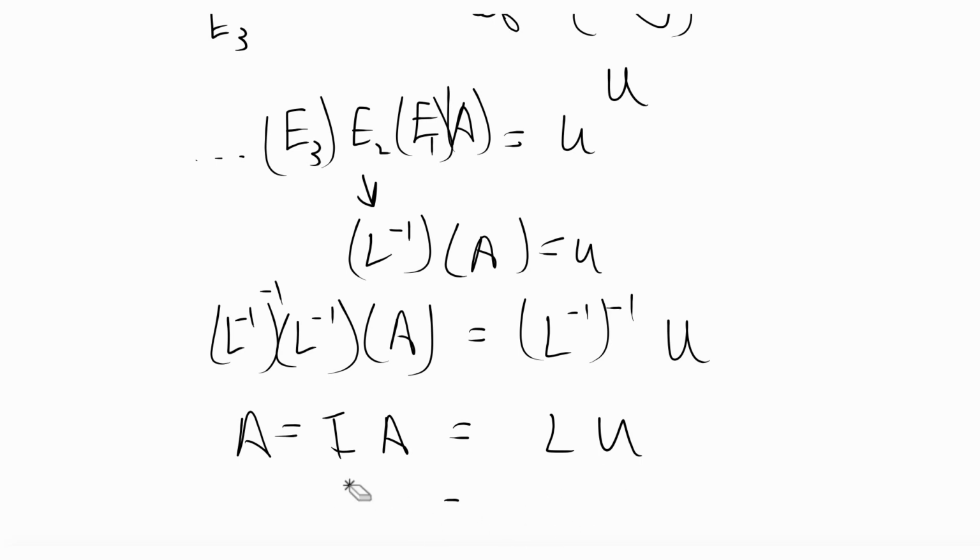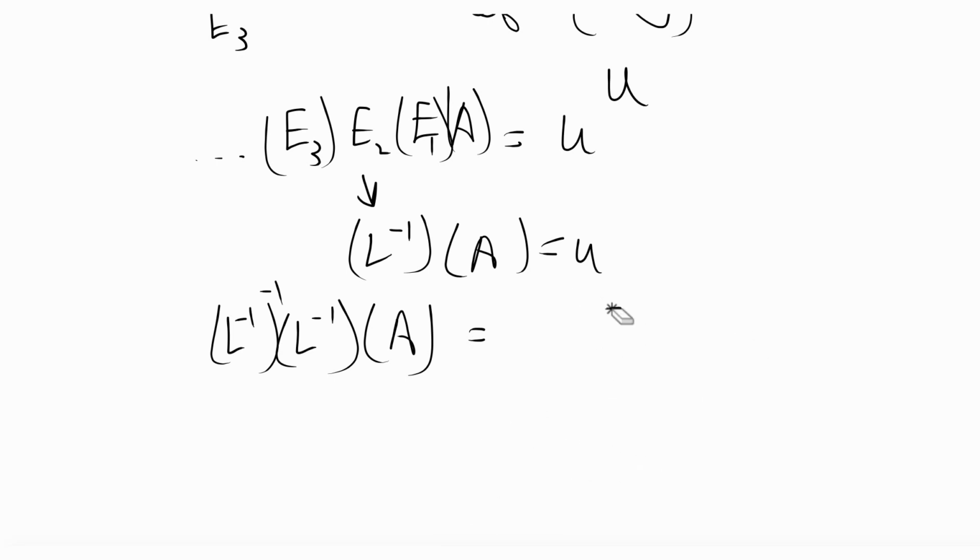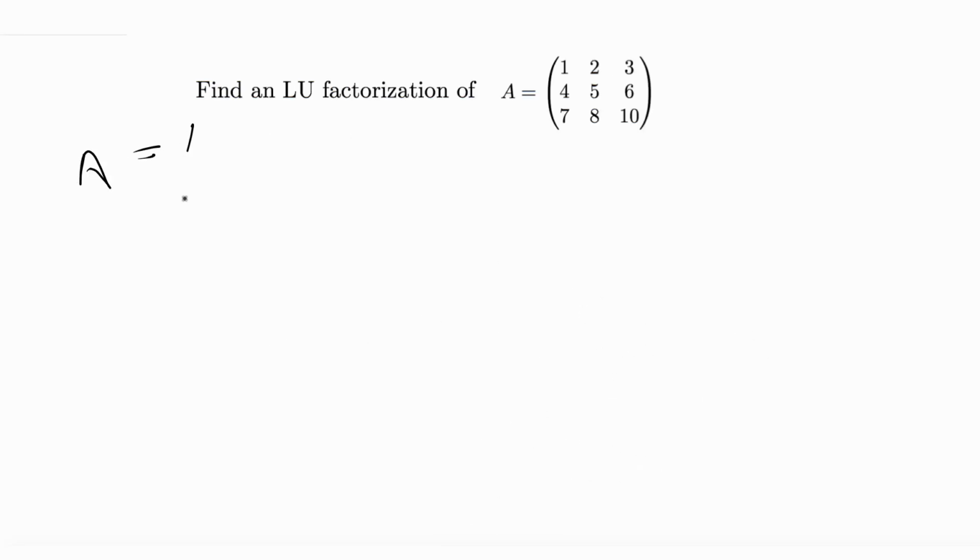Alright, so let me just show you doing this problem, what I'm talking about. Okay, so we're going to take A, which is 1, 1, 2, 3, 4, 5, 6, 7, 8, 10, and we're going to do the steps that will get it into row echelon form.